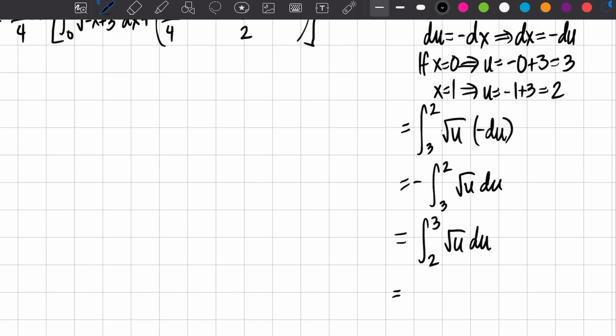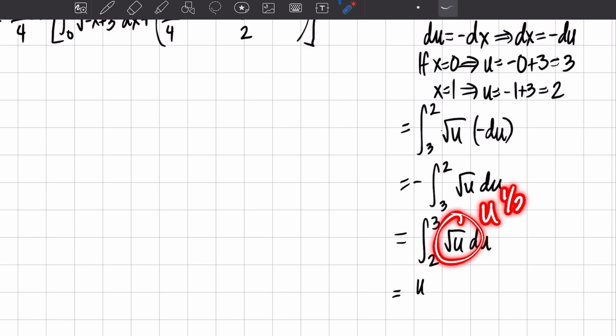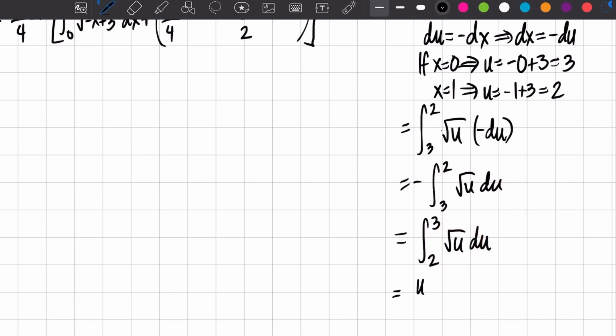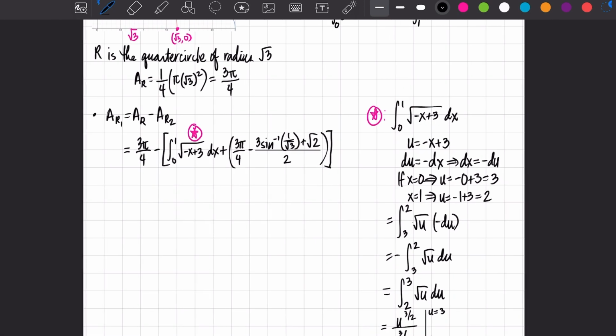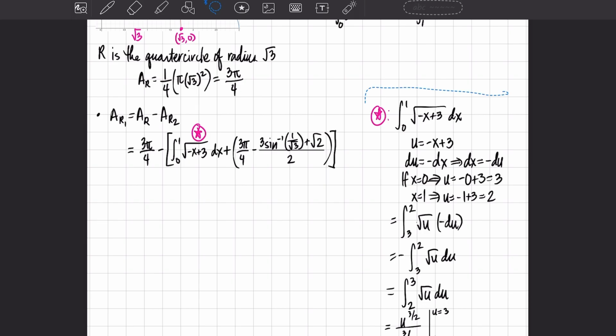And the integral of square root of u, recall that the square root of u is just u raised to 1/2. And the integral of this one would just be u raised to 3 over 2 all over 3 over 2, evaluated from u equals 2 to u equals 3. We still have space. Okay, let's move this up here.